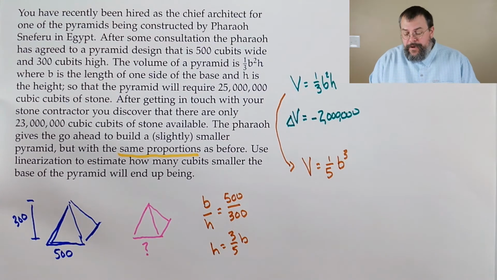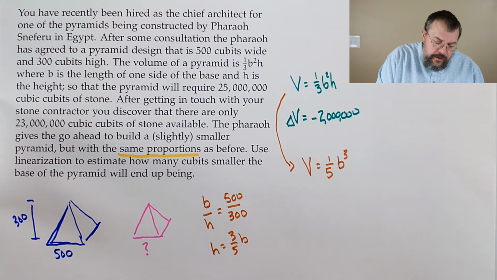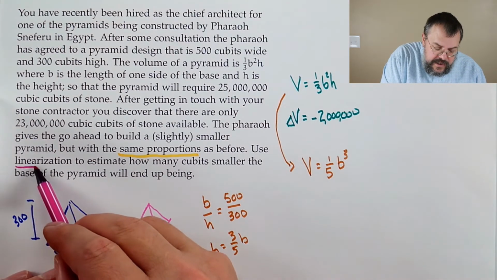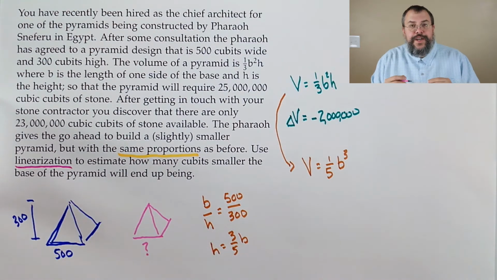Not there yet. What else do we need now? Well, what are we after? We're after a change in b. And of course, the question you are probably still wondering: what does this have to do with linearization? How is linearization coming into play? So here's the idea.